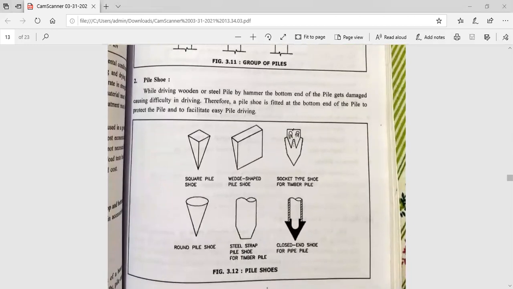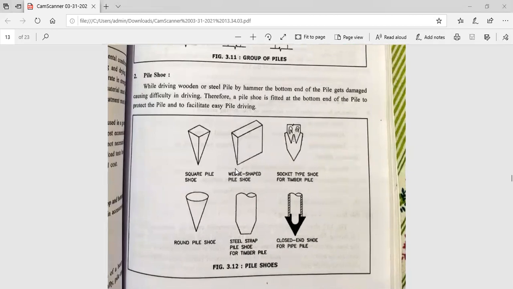While driving a wooden or steel pile by hammer, the bottom end of the pile gets damaged, causing difficulty in driving. Therefore, a pile shoe is fitted at the bottom end of the pile to protect the pile and to facilitate easy pile driving. First is a square pile shoe. Second is a wedge-shaped pile shoe, socket type shoe for the timber pile, round pile shoe, steel strap pile shoe for timber pile, and cross-end shoe for the pipe pile.